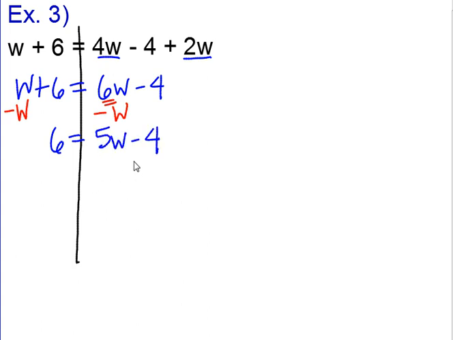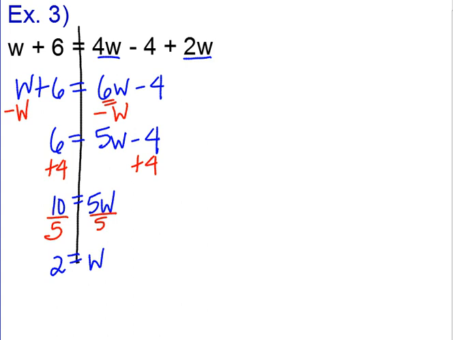Then we're back to a two-step equation. Dealing with the constant, we're going to add 4 to both sides. Simplify. Dealing with the coefficient, 5 times w, so that means we're going to divide by 5. And we find out that w equals 2.